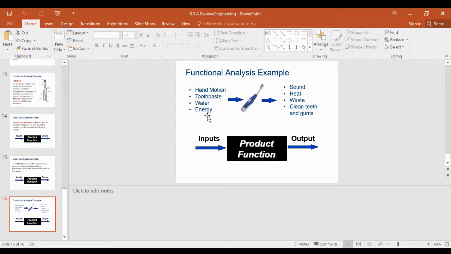The output, after we've put these in, the output is sound, because you can hear an electric toothbrush buzzing. Heat. Heat is always an output of a mechanical system. Waste, you can think of the toothpaste and all that you spit out. And then clean teeth and gums, the purpose of this product. So that is the basics of our reverse engineering PowerPoint.